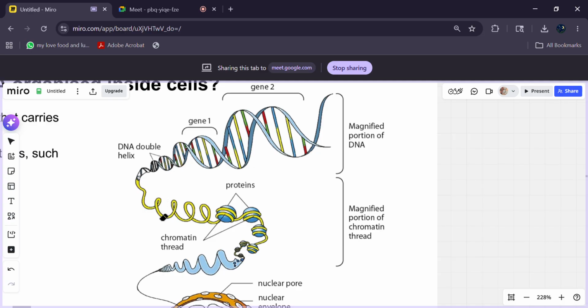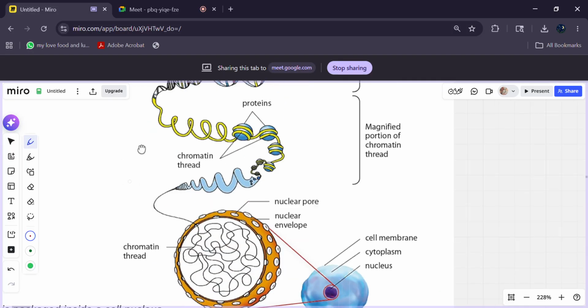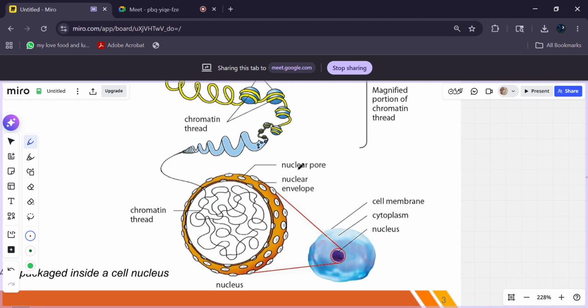And during cell division, the chromatin threads coil tightly into a thick rod shape. That means during cell division, the chromatin threads that surround the protein are coiled tightly into a thick rod-shaped structure inside the nucleus. These structures are called chromosomes, and they are found inside the nucleus of a cell.